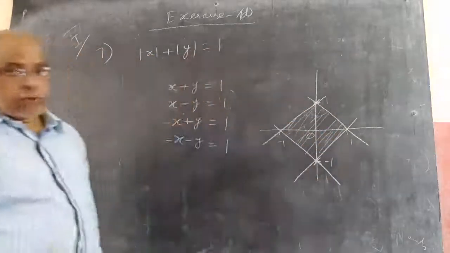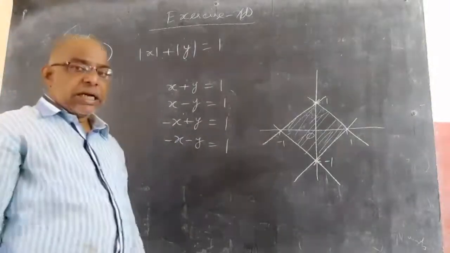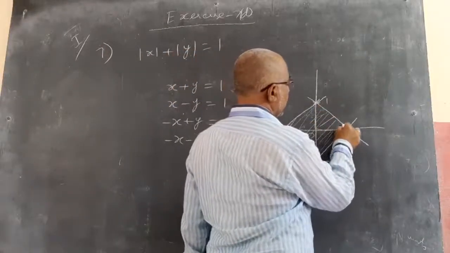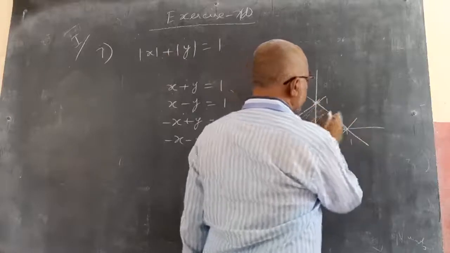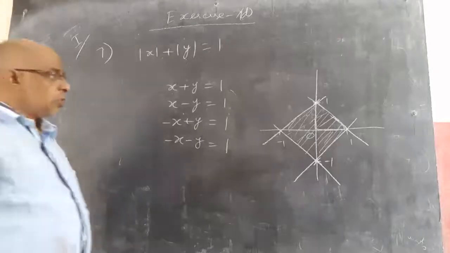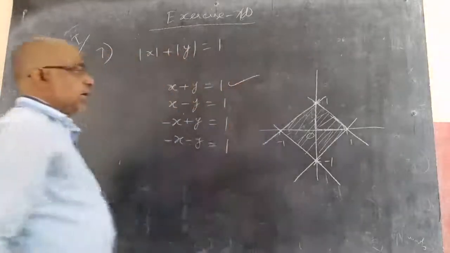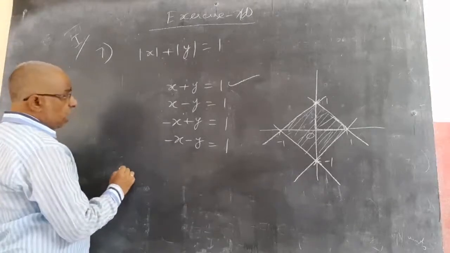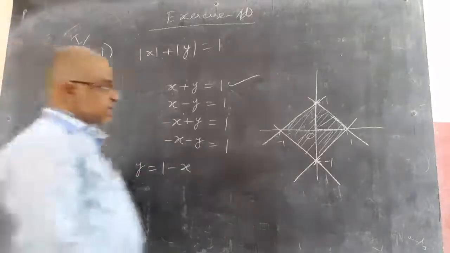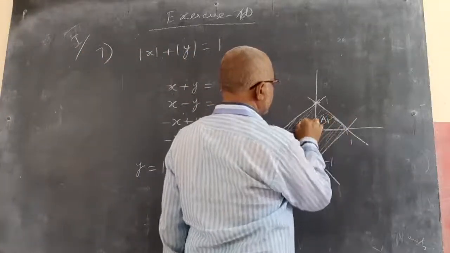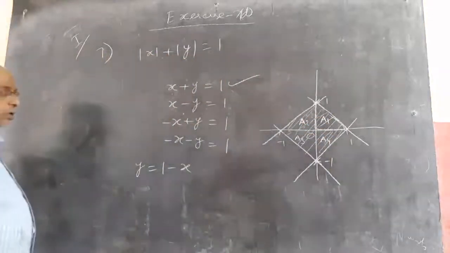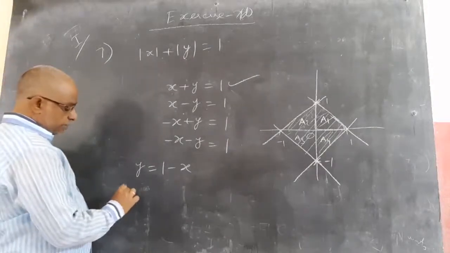If you observe, these 4 are symmetrical triangles. So the simple way is to find the area of one triangle, and the area of one triangle into 4 gives me the whole area. I will take only the first line, y is equal to 1 minus x. Assume this is A1, this is A2, A3, A4, all are similar, A1 equal to A3 equal to A4. So I will find A1, and then into 4 gives me the total area.